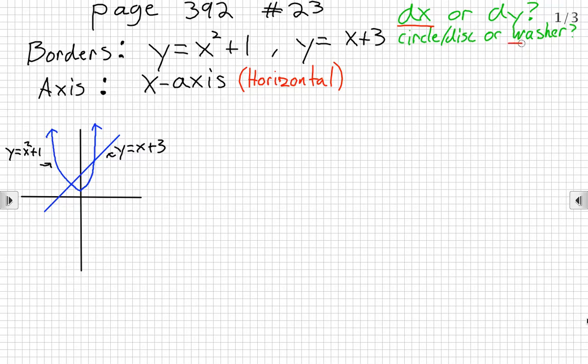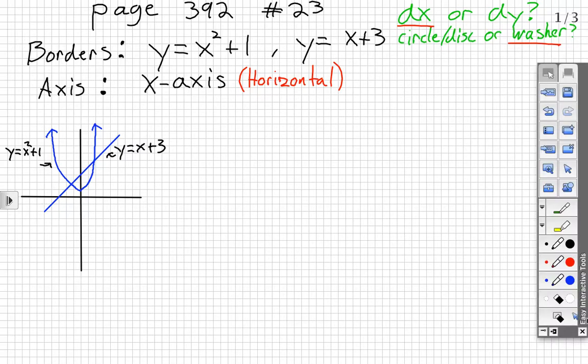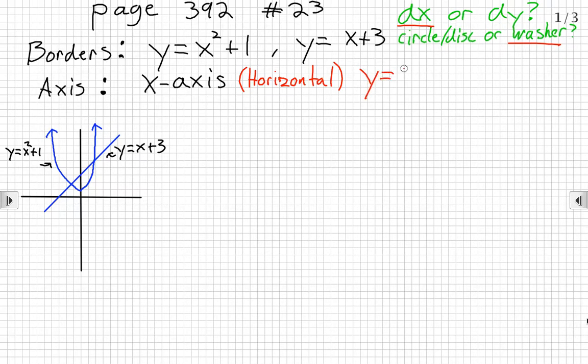We also know that washer is going to be the geometric shape of our slice, because the x-axis, which can be rewritten as y equals 0, is neither of the borders for our function. If the border is the same as the axis, it would be a circle. In this case, our borders and our axes are different, so this is what creates the washer.